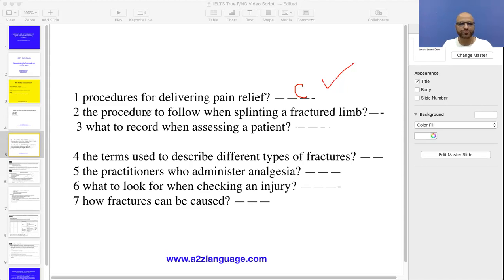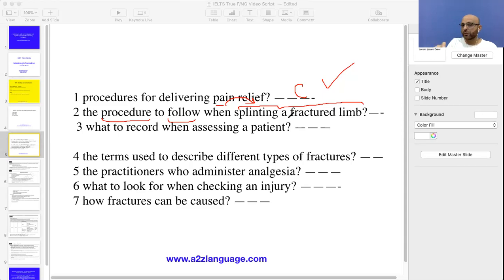Okay, so you can pause a little bit and also answer the question yourself. The second question: the procedure to follow when splinting a fractured limb. Now, you all understand the splinting a fractured limb procedure, as you are all healthcare related people and professionals. So we have to identify the procedure to follow when splinting a fractured limb. Now, this indicates that splinting is a sort of an action, right?